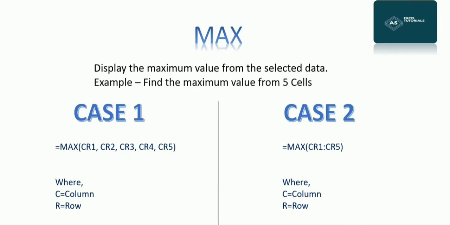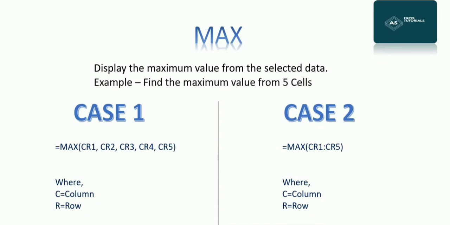Max. Now max, what does it do? It displays the maximum value from the selected data. Now here we'll consider this example again. We need to find out the maximum value from 5 cells. Now in case 1, what we'll do? We'll simply write equals to max, and in the bracket we'll be writing C1, C2, C3, C4 and C5. So that will display the maximum value.